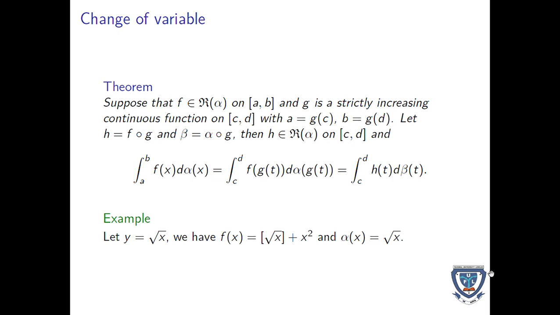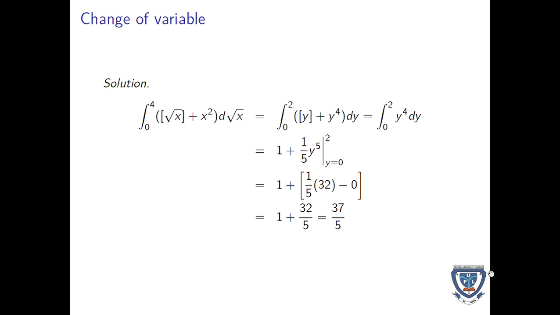And it will still be the same thing as the integral from c to d of h(t) d beta(t). Example, let y equal to square root of x. We have f(x) equal to the greatest integer function of square root of x plus x squared and alpha(x) equal to square root of x. Now applying the change of variable tactics, this is what you're going to have, and when you simplify properly, then you're going to get 37/5. Thank you for listening.